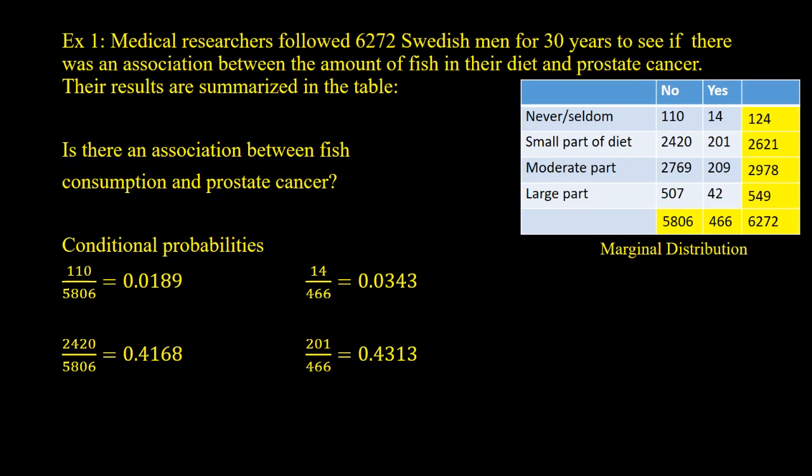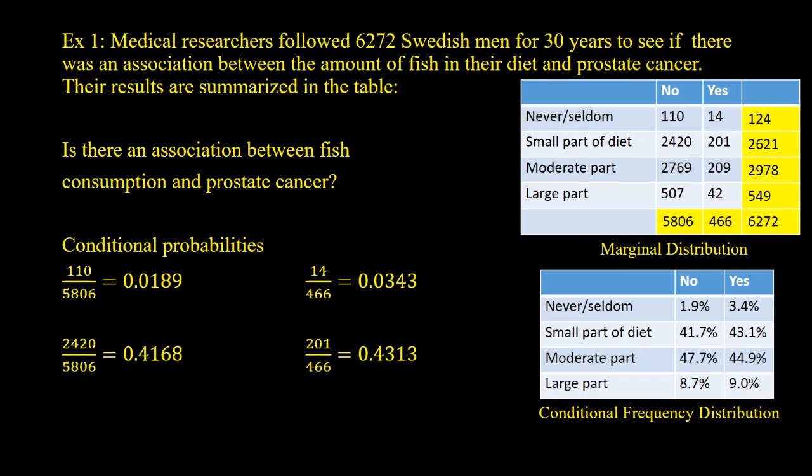You can see for those that did not develop cancer, we had a 0.0189, never or seldom ate fish, so I multiplied by that 100 and got a percentage. And for no's, we have 1.9, 41.7, 47.7, 8.7. That adds up to be 100. And it should be, because I'm looking just out of that column what percentage never or seldom ate fish. What percentage had it a small part of their diet.